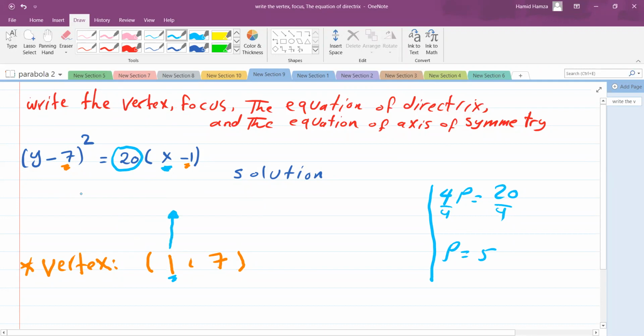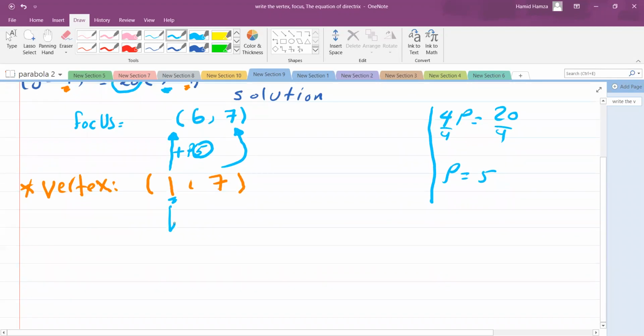The focus equals, just add the value of b. So what is b? Just 5 added to this part. So the focus will be 1 plus 5, which is 6. Drop this, and it is 7. So this is the focus.